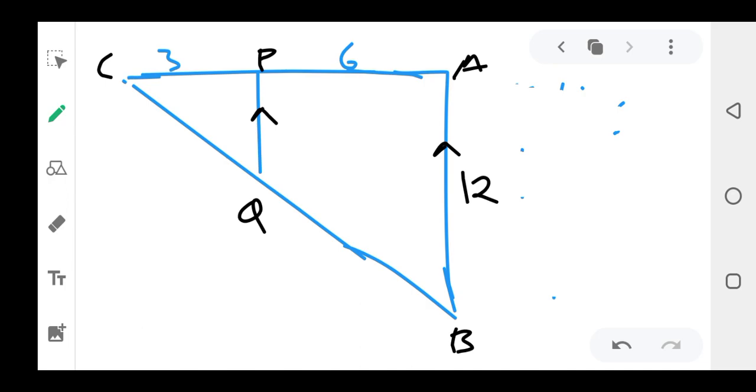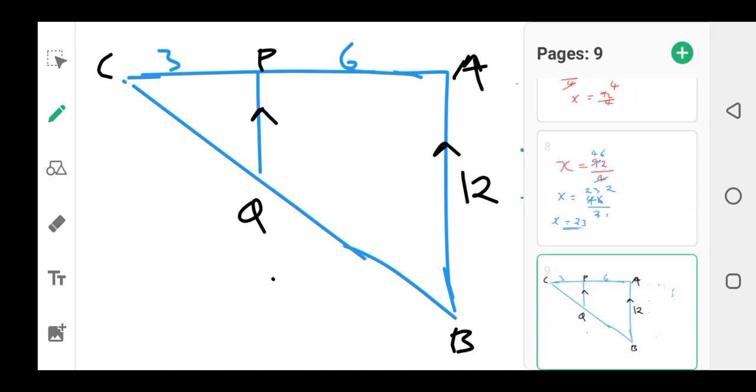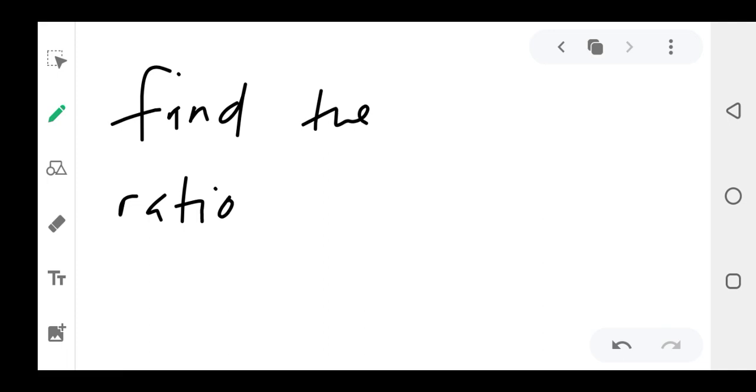And then this is where the triangle was written. These were similar triangles. So it means the PQ is parallel to AB. Okay? And then the question came, the question was saying, find the ratio CQ to CB.